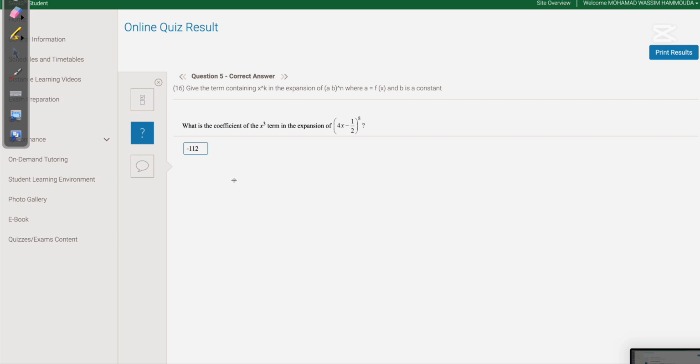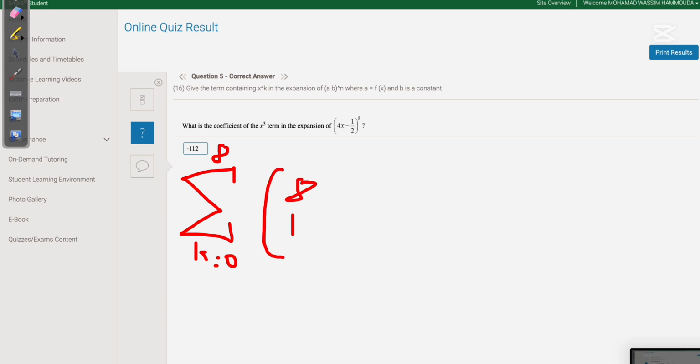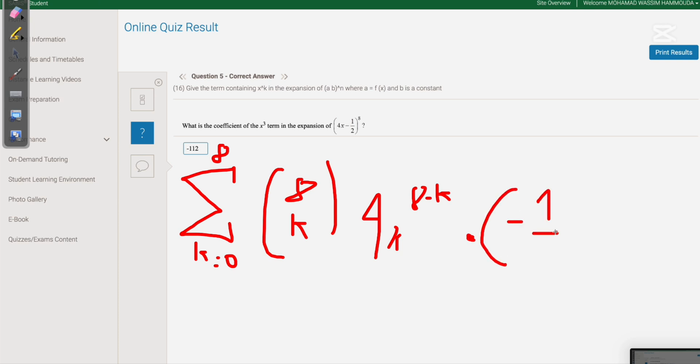So, summation of k from 0 to, let's say, 8, because that's the power, and then 8 C k, and then we will have 4x to the power of 8 minus k, and since it's meant to be plus 1 over 2, we're going to put times negative 1 over 2 to the power of k, sorry.